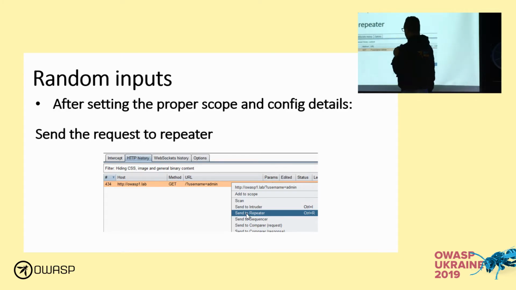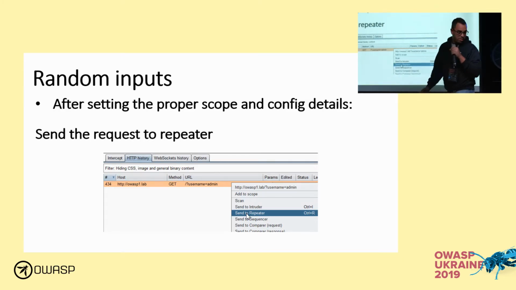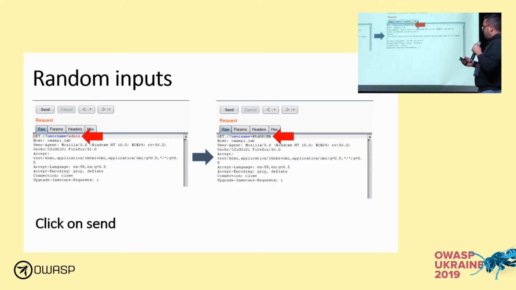Okay, so the idea is that it's pretty easy to configure and test. Make any request, okay? I did this one with the username admin, just for testing. You can send it to Repeater, so here you have the admin, and then you just need to change it for this string, okay? Just change it for the random string, and click send.